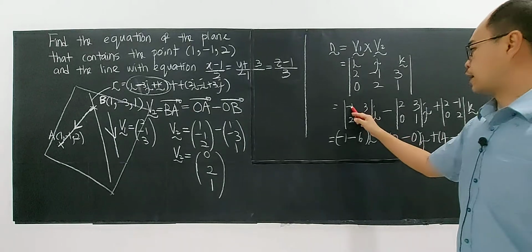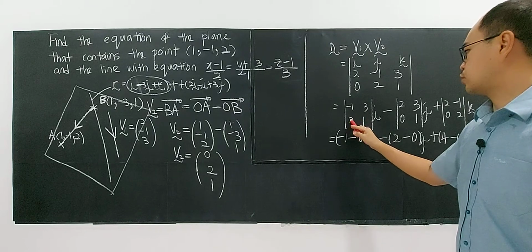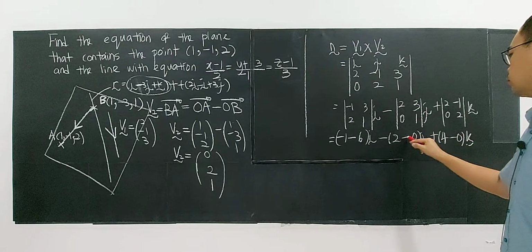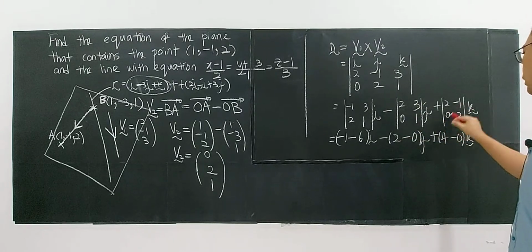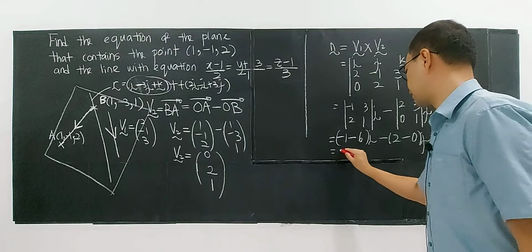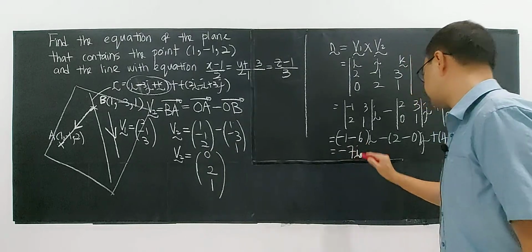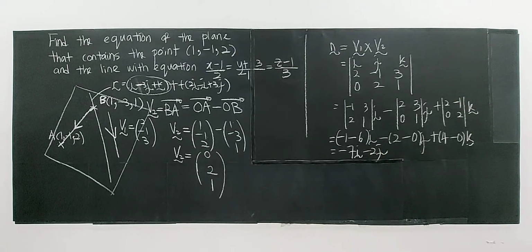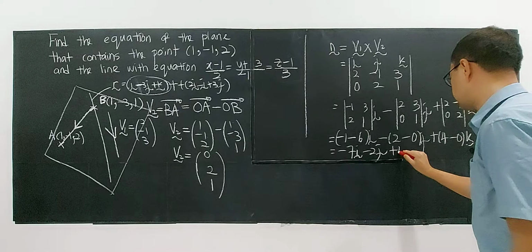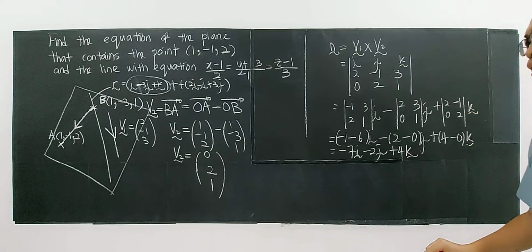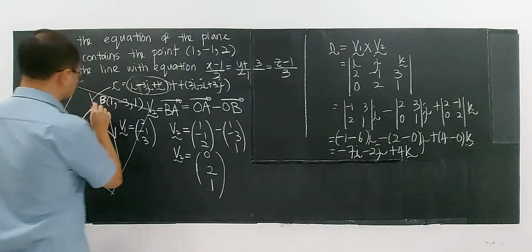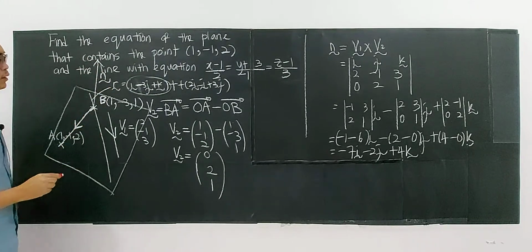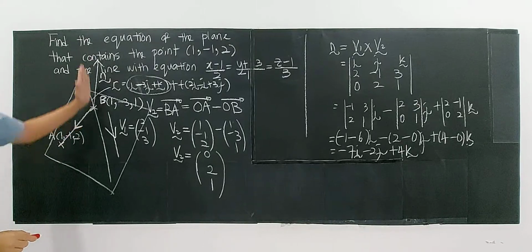So double check. Negative 1 minus 2 times 3, 6, so that is negative 7. Then 2 times 1, 2, minus 0, and with the negative sign, negative 2. Then 2 times 2, 4, minus 0. So I get negative 7i, negative 2j, positive 4k. So it means that I have a normal vector. This is just for illustration. I just want to tell you that once you take the cross product of the two vectors, you get a normal vector.